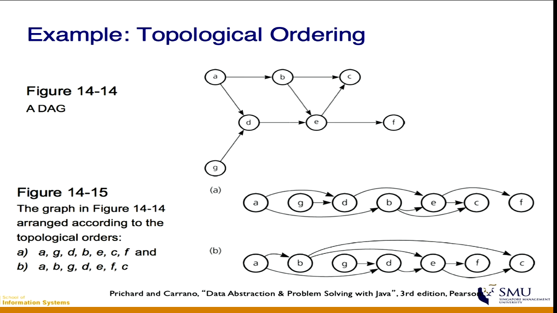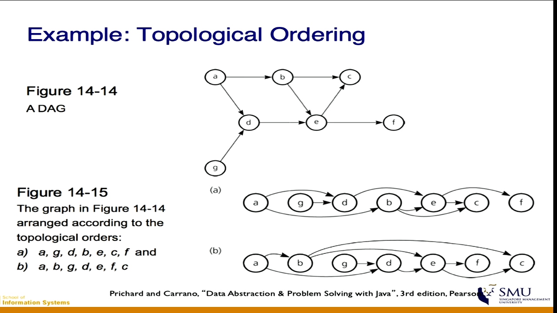Which means that in the topological ordering, you have to output all the vertices, and none of them is going to repeat. So the valid output should be a sequence of the vertices, and every vertex will occur exactly once. Not more than once, not less than once, because it's just an ordering of all the vertices. So that's one, considering the vertices.